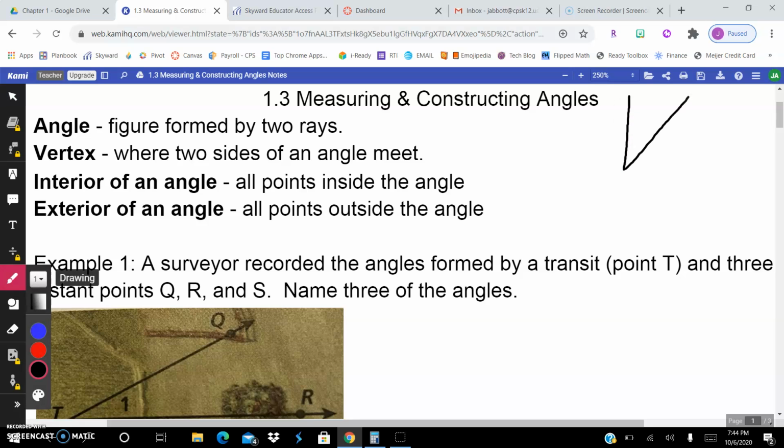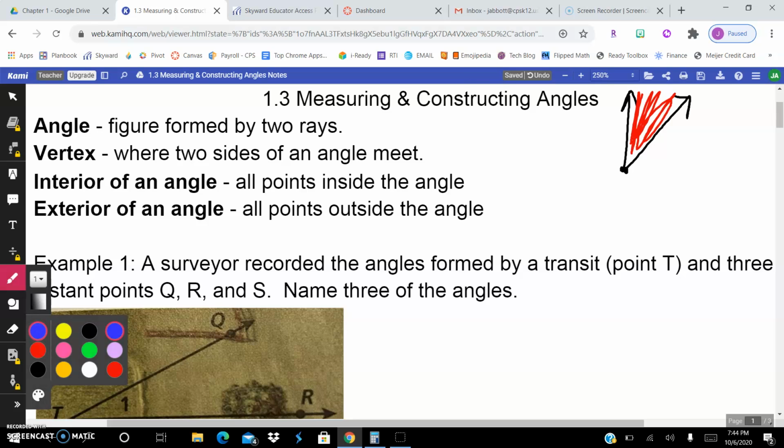So here is an angle. And both rays start at this point and reach out away from each other. The vertex is where the 2 sides of an angle meet. So this point down here, the endpoint of both rays, is the vertex. And then the interior of the angle is all the points inside of the angle. So here is the interior of the angle.